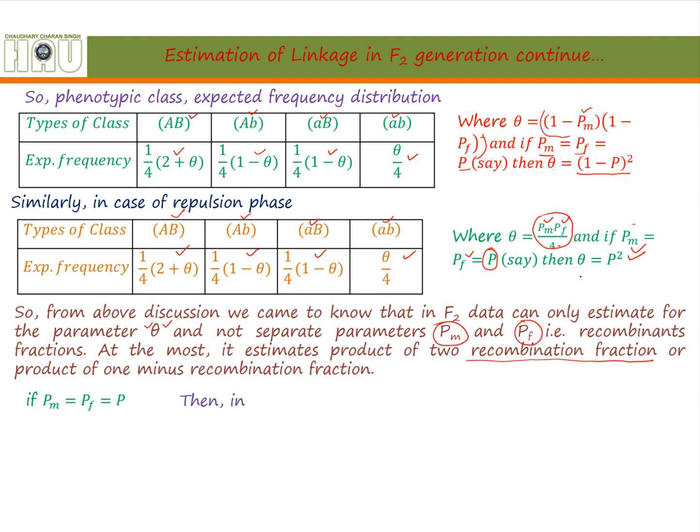of theta. In repulsive phase, theta will be equal to P square because Pm into Pf is your theta. Or when Pm is equal to Pf is equal to say P, then theta becomes P square, and P can be estimated by under root theta. In case of coupling phase, we will take P cap as 1 minus under root theta.